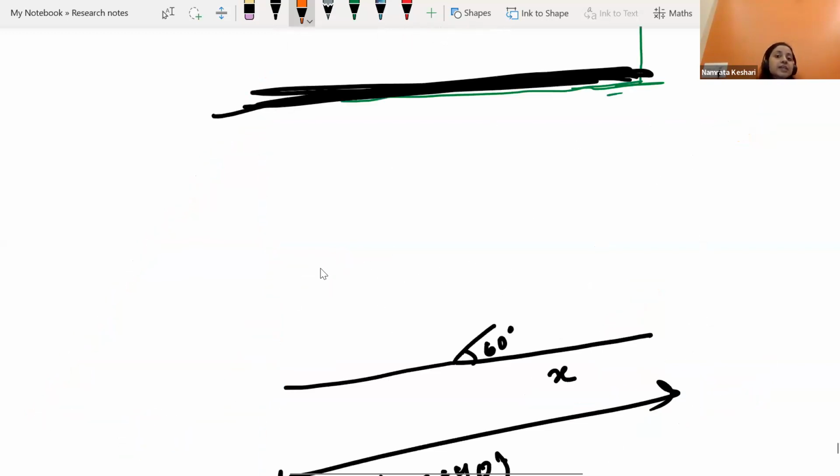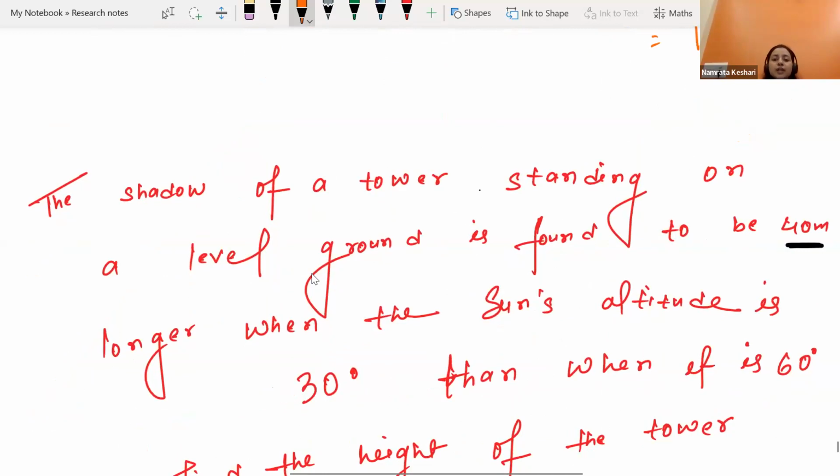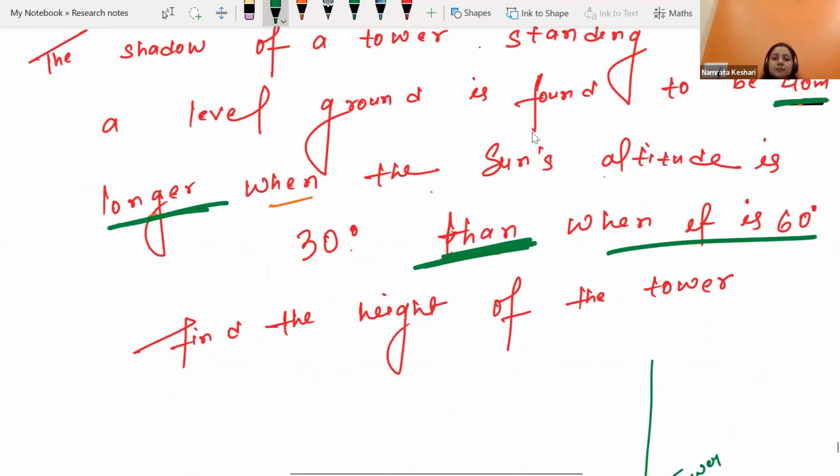Let's read it, it will make sense now. The shadow of a tower standing on a level ground is found to be 40 meter longer when the sun's altitude is 30 degree than when it is 60 degree. Let me highlight the terminologies. 40 meter longer than when it is 60 degree. So for 30 degree, it's 40 meter longer than the previous. And for the 60 degree scenario, we don't know.